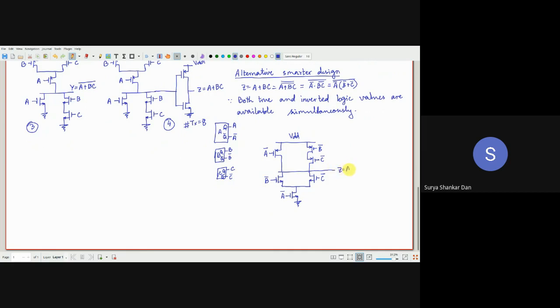Z is equal to A plus BC. Notice I'm not going to put bar over here. So the output here is supposed to be like this. This is going to be A bar into (B bar plus C bar) whole bar, right? So this is nothing but A plus BC. So now if you just try to find out the number of transistors required, 1, 2, 3, 4, 5, 6. So you are essentially saving this entire inverter block, just being smart enough and utilizing the inverted outputs from the previous stage.